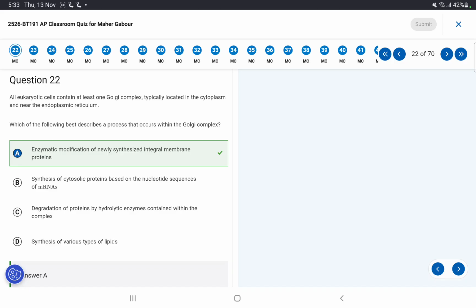All eukaryotic cells contain at least one Golgi complex, typically located in the cytoplasm and near the endoplasmic reticulum. Which of the following best describes the process that occurs within the Golgi complex? We've said this 1,000 times. The function of the Golgi complex is the enzymatic modification of newly synthesized integral membrane proteins. Golgi complex takes the proteins, modifies them, makes them into what they have to be, glycoprotein, enzyme, takes the lipids, makes them into glycolipids, adds carbohydrate chains, folds them, packages them, sends them on their way. So it modifies and packages. So the process that occurs within the Golgi complex is the enzymatic modification of newly synthesized integral membrane proteins, meaning the modification of newly synthesized proteins.